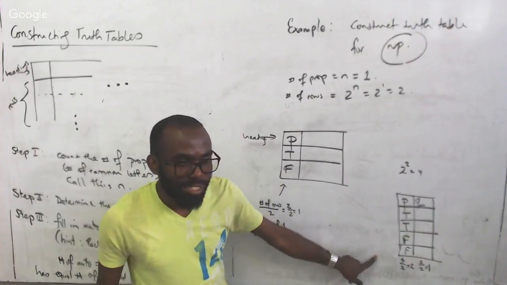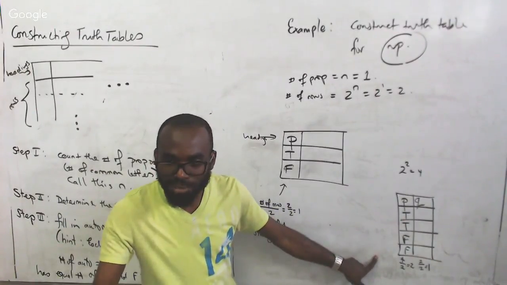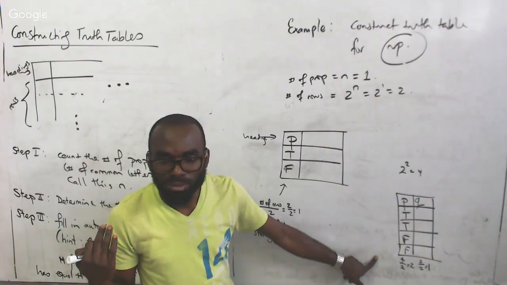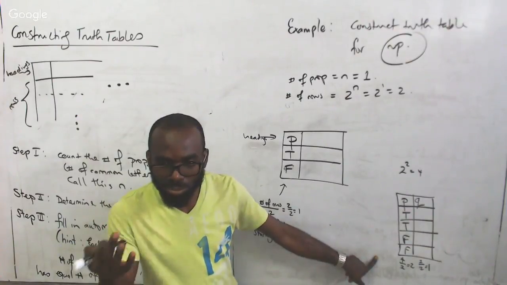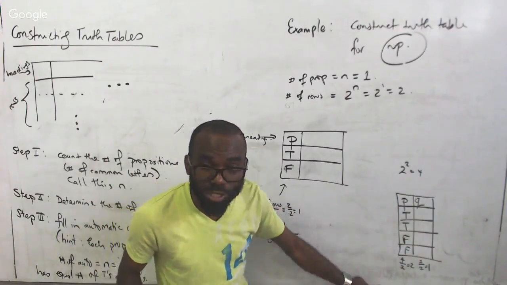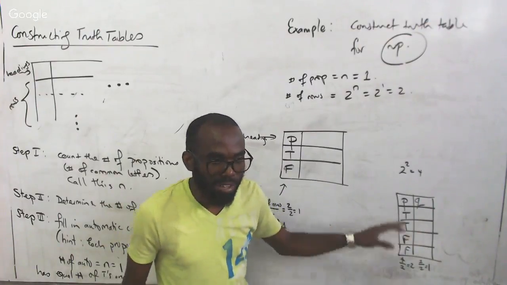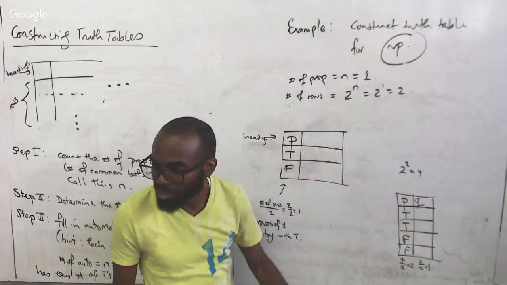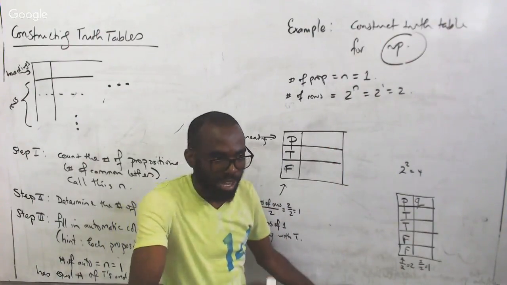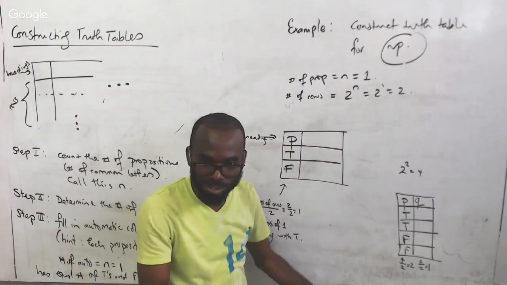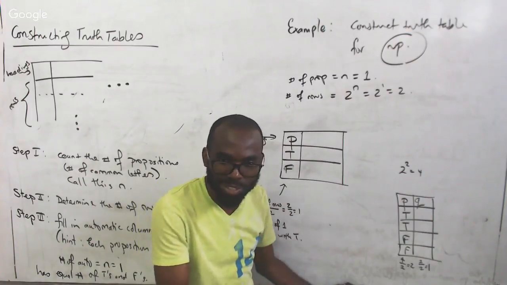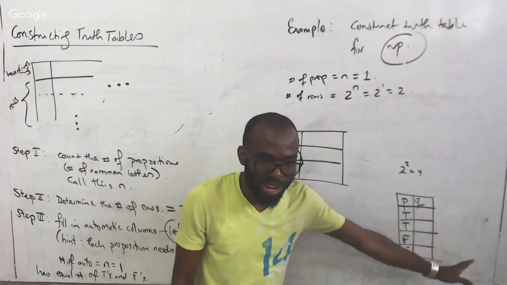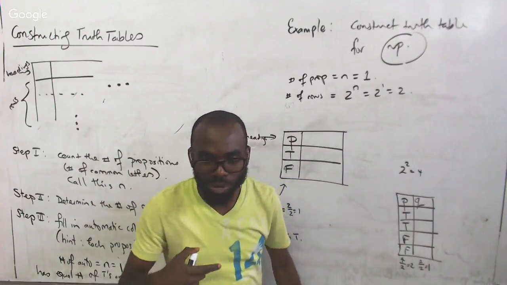Right. So if I had 8, for example, PQR, it would have been 2 to the power of 3. What's 2 cubed? 8, right? 2 times 2 is 4, times 2 is 8. So I would have had 8 rows. Then 8 divided by 2 is 4, in groups of 4. So 4 T, then 4 F. Then 4 divided by 2, I would have had groups of 2, right? And then 2 divided by 2 is 1. You see? In PQR, the R automatic column ends up with groups of 1.